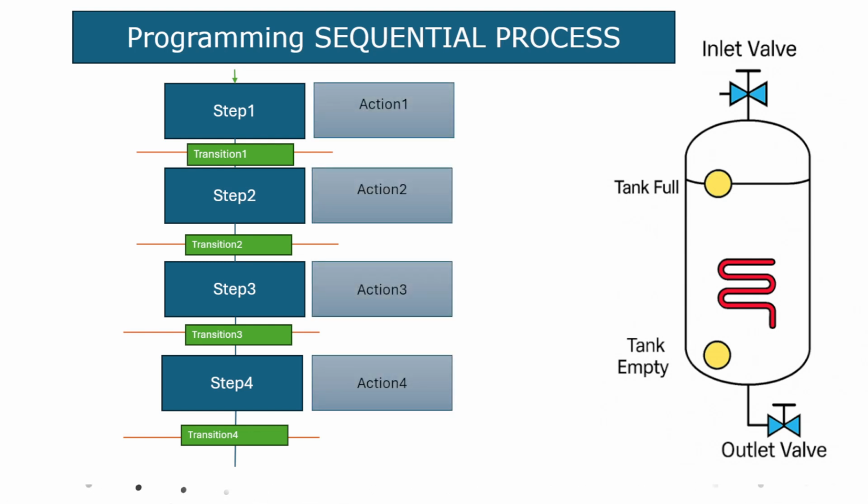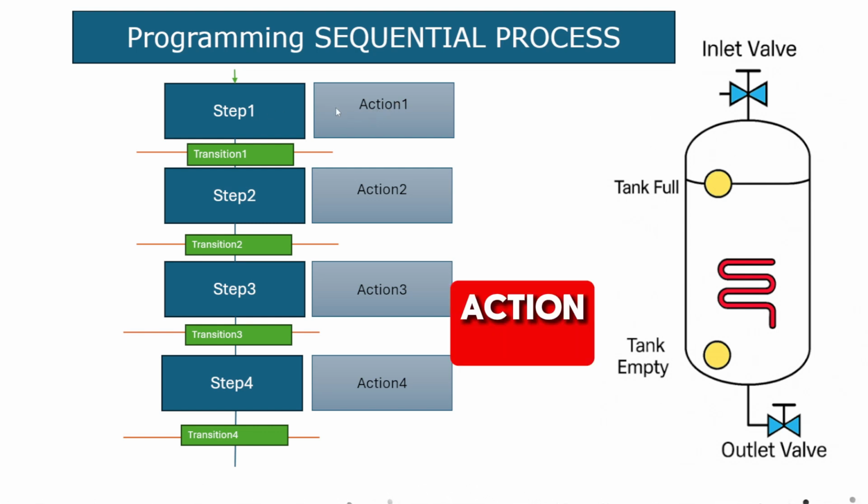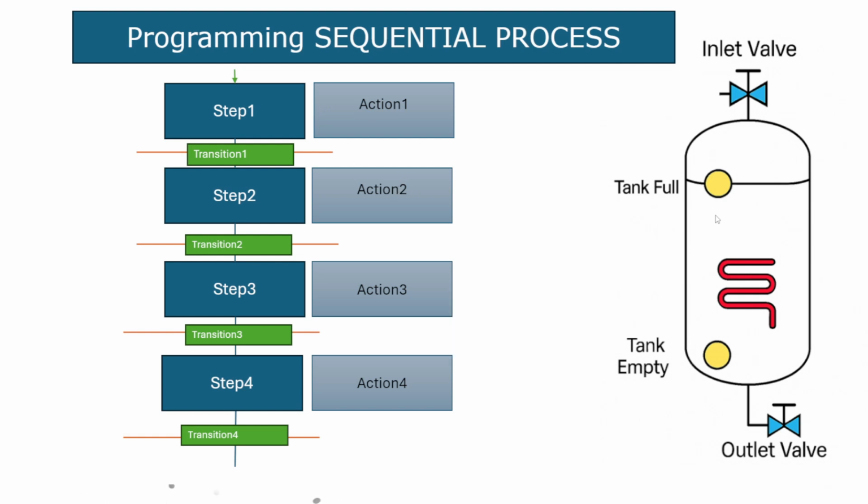So once we understand what the transitions are, the next thing is what action should we take in each step, and that's defined in the actions step. In our parts washer, the action could be nothing on step 1 because we're just waiting on a cycle start, but in step 2 we want to fill the water, so we want to open the inlet valve. That would be an action in step 2. And if step 3 is heating the water, then we take action of turning the heater coil on. And in step 4, if the process step is washing the part, then we open the outlet valve.